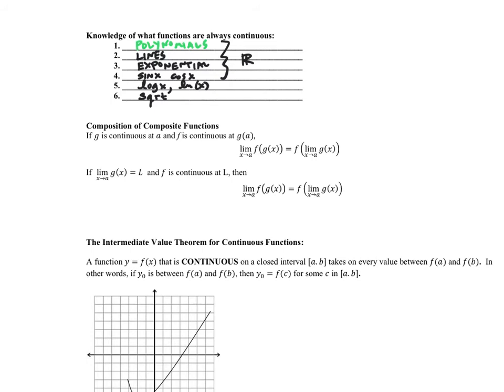All right, let's talk about composite functions. If g is continuous at a and f is continuous at g of a, we're allowed to use this manipulation. The limit as x approaches a of f of g of x, you can simplify by taking the limit as x approaches a of g of x and then taking that value and plugging it into f, provided that f is continuous at that value g of a, so that f doesn't have a discontinuity there. So if the limit as x approaches a of g of x is equal to L and f is continuous at L, then that works.